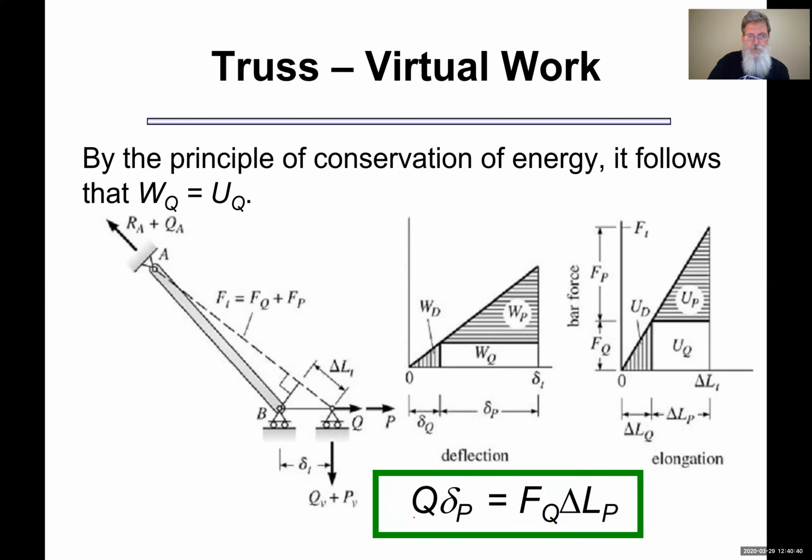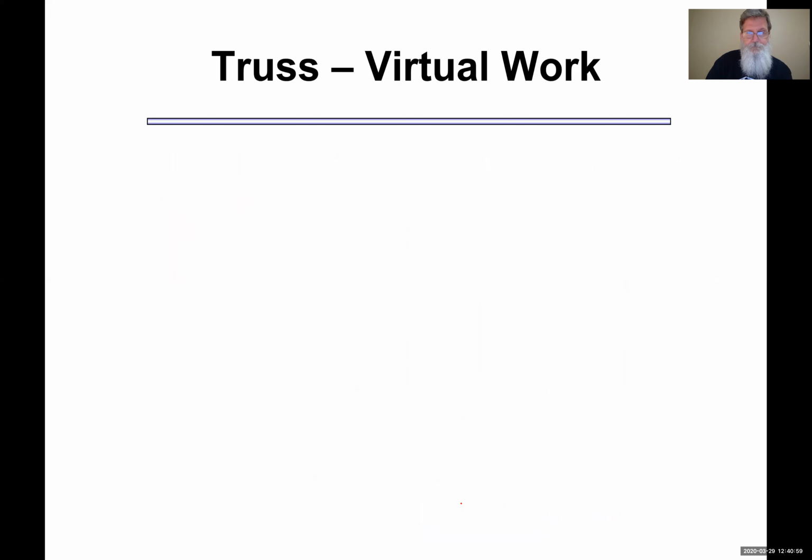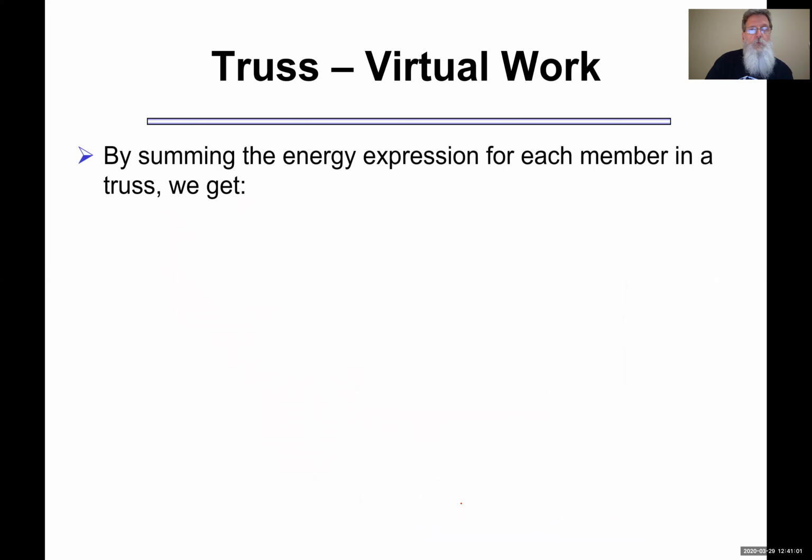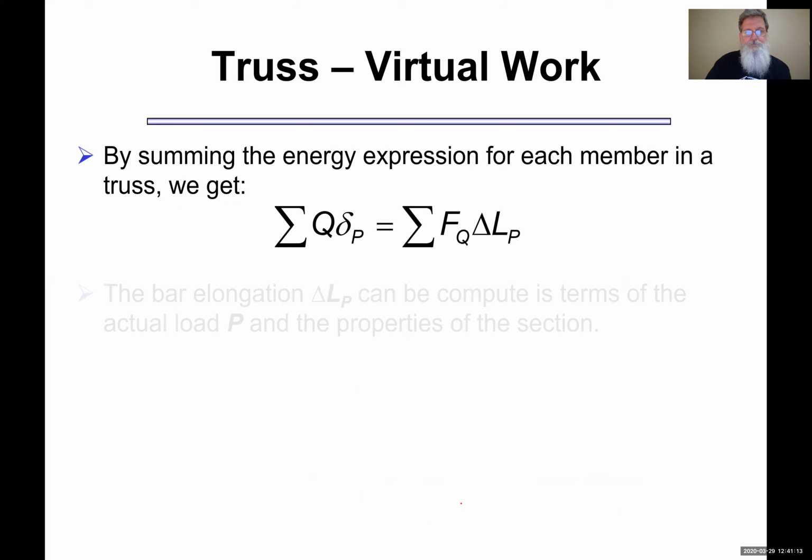I've got a virtual force Q going through a real displacement, an internal virtual force going through a real displacement. So I've got like a virtual system you can see here, and a real system to the side. So let's see what this can do for us. Well, we can sum this up for all the elements in the truss. Remember, before our expression was just for one element. So now I'm getting the contribution of each bar to the entire system.